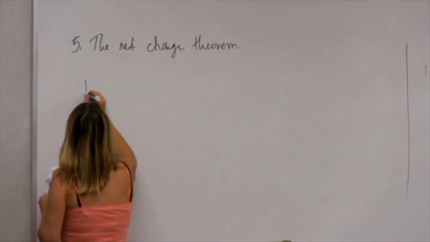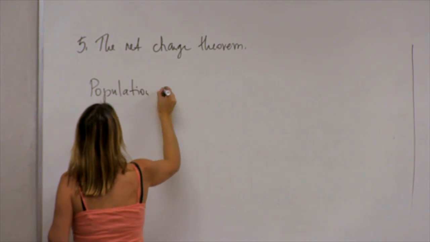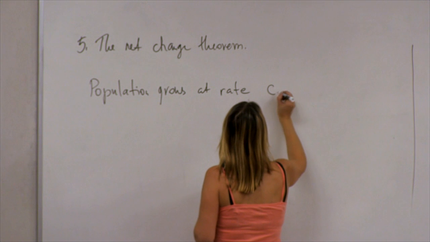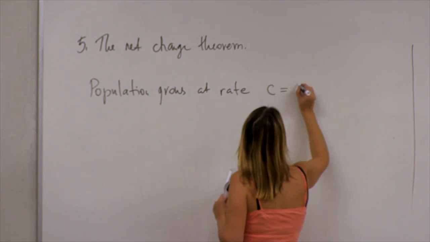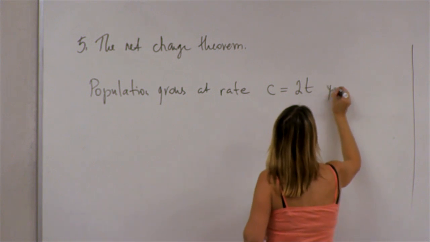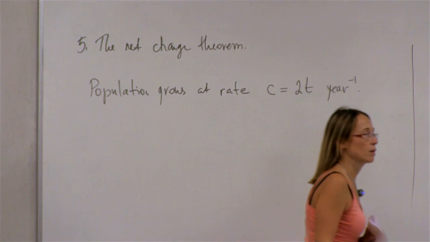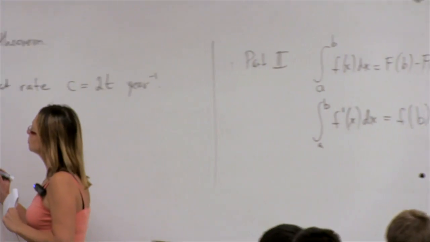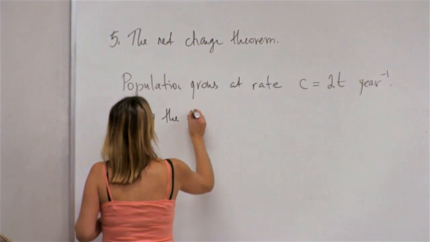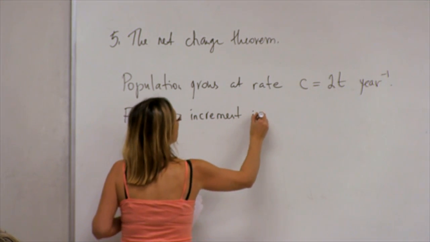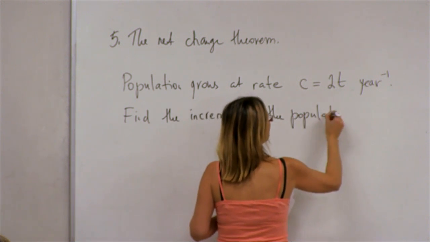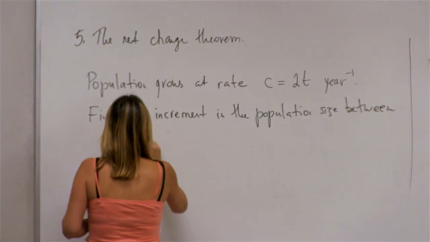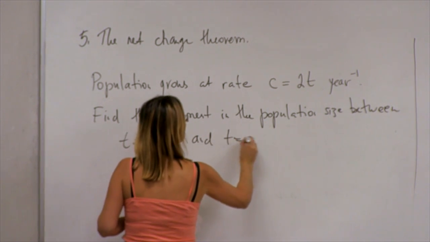Suppose that population grows at rate c equals 2t year minus 1. Okay, so time is measured in years. The rate of change is measured in years minus 1. Find the increment in the population size between t equals 1 year and t equals 2 years.